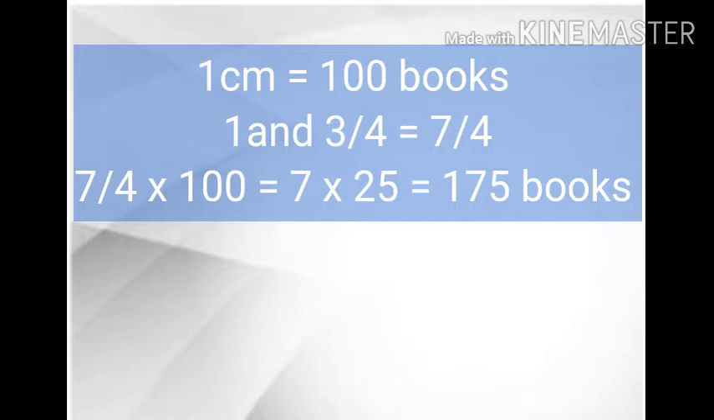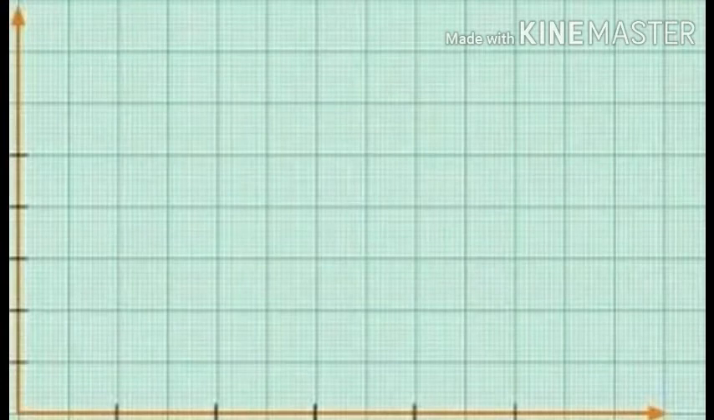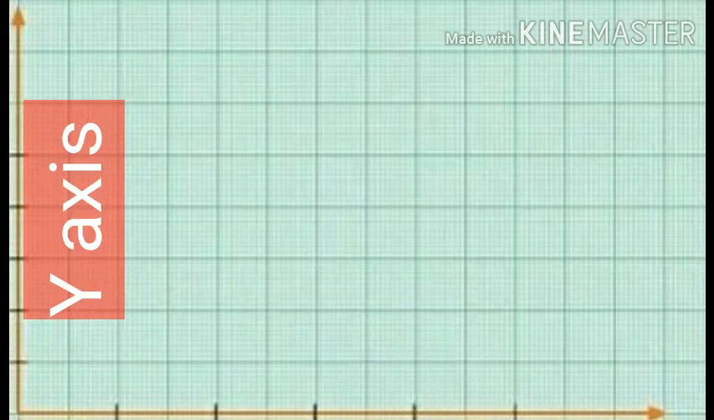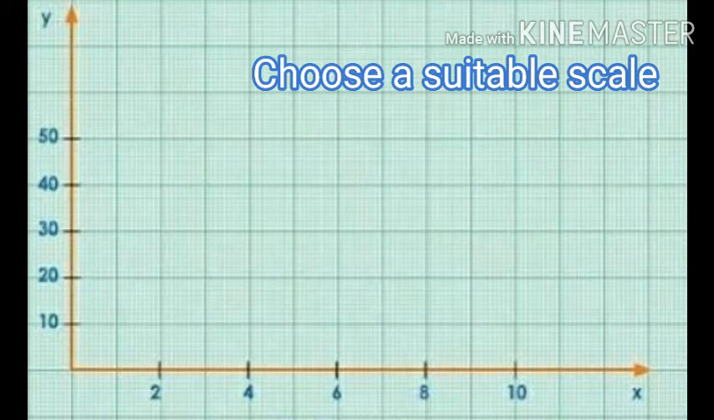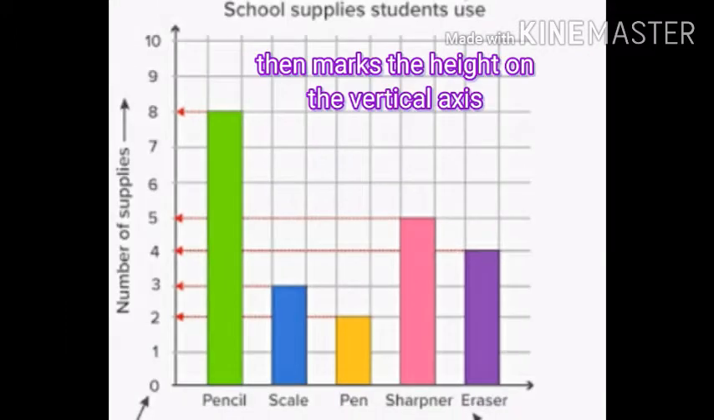Okay student. Now question number 3. Number of children in 6 different classes are given below. Represent the data by a bar graph. To construct a bar graph for the given data, we have to take a graph paper and draw two lines perpendicular to each other and call them horizontal and vertical axis, means x-axis and y-axis. Then choose a suitable scale to determine the height of the rectangle or bars. Okay, then mark the height on the vertical axis.